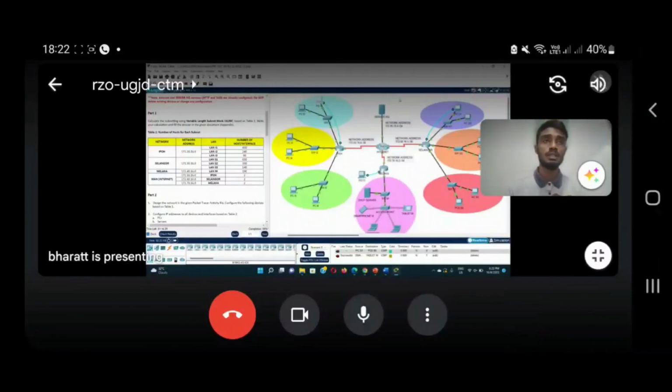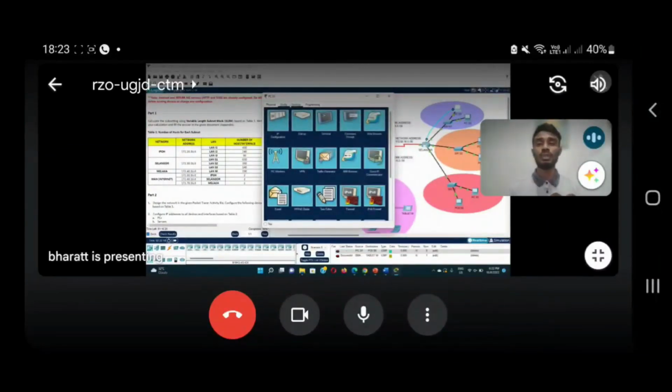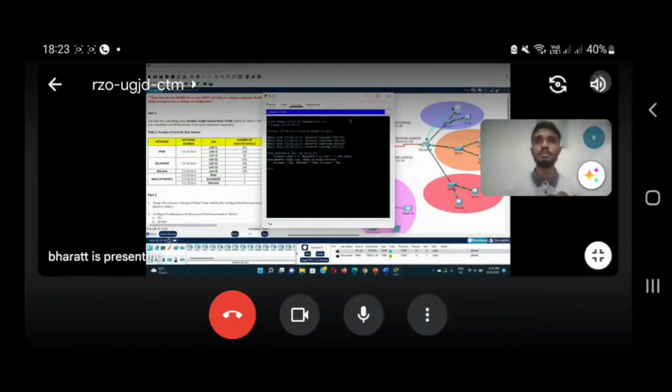Now same, we go for the PCS1, go to the desktop, and then go for the command prompt. We insert ping, then insert the IP address, 172.30.16.10. Click enter. Same, the bytes is 32, we send four and we receive four, and loss is 0. So it means it's already successful.